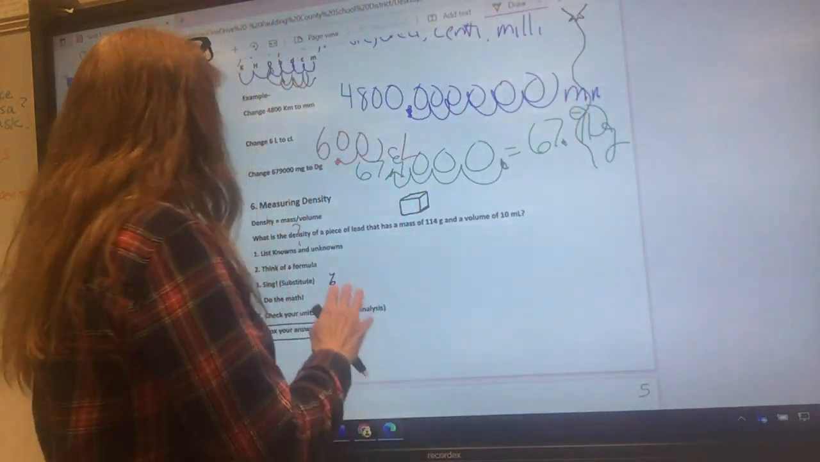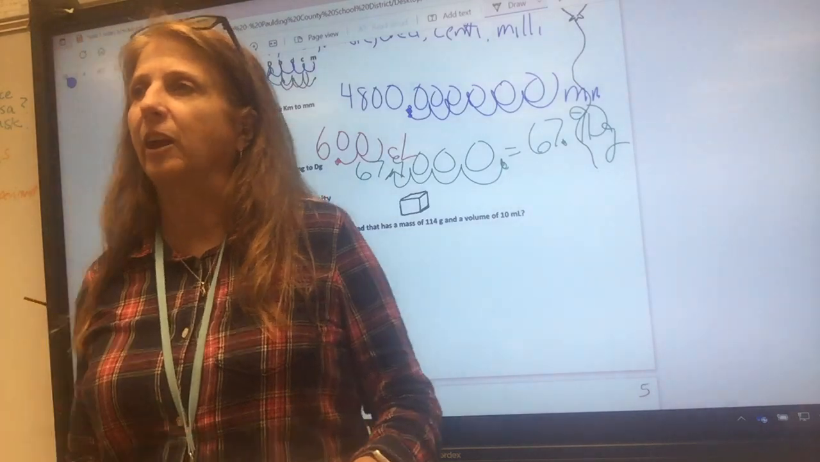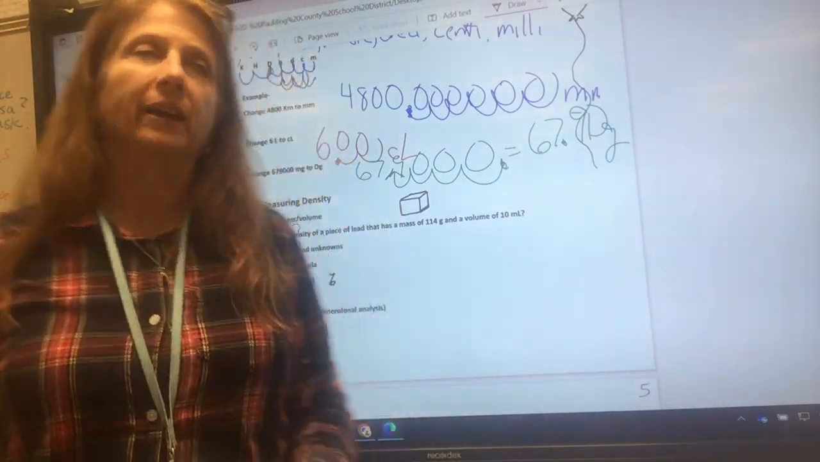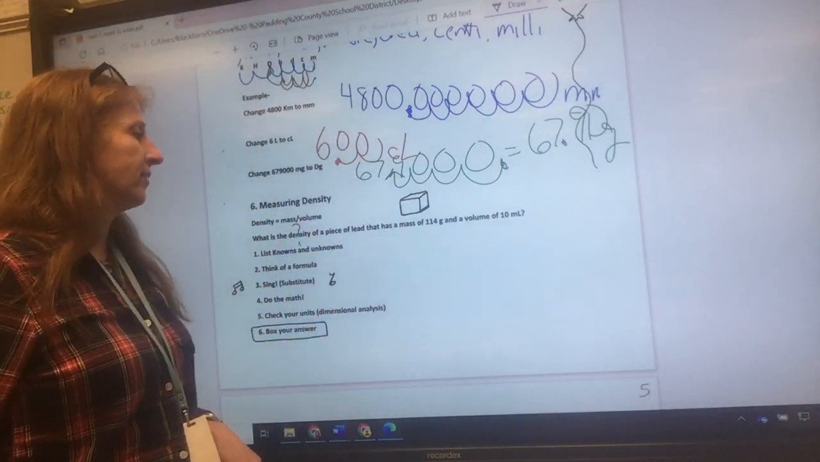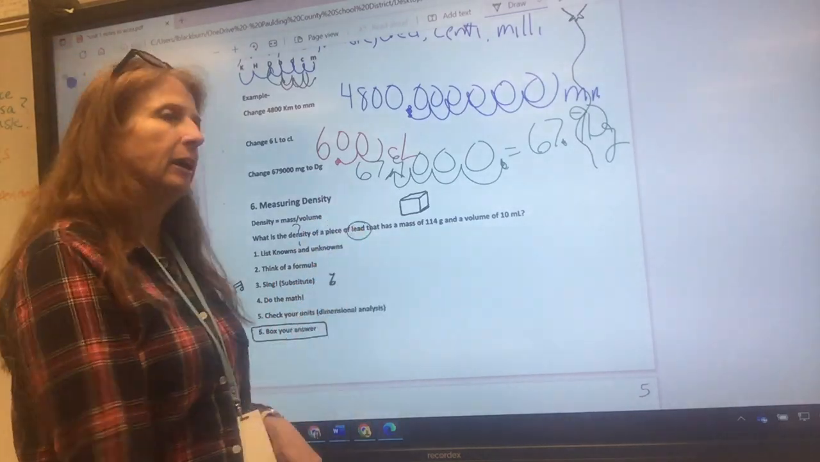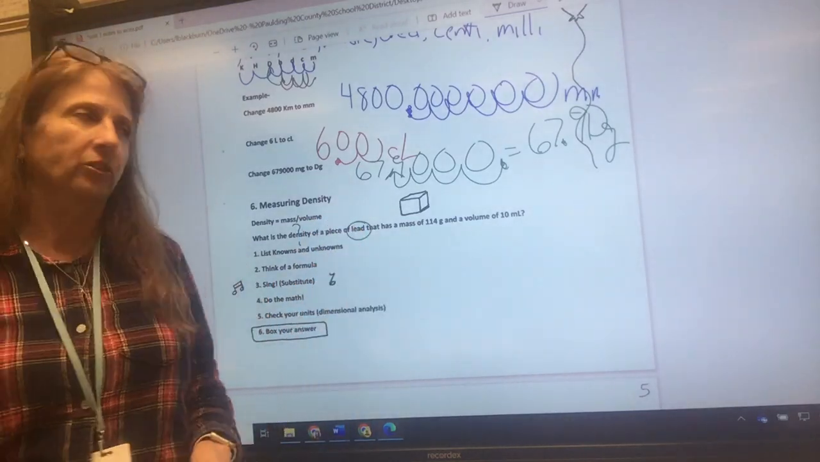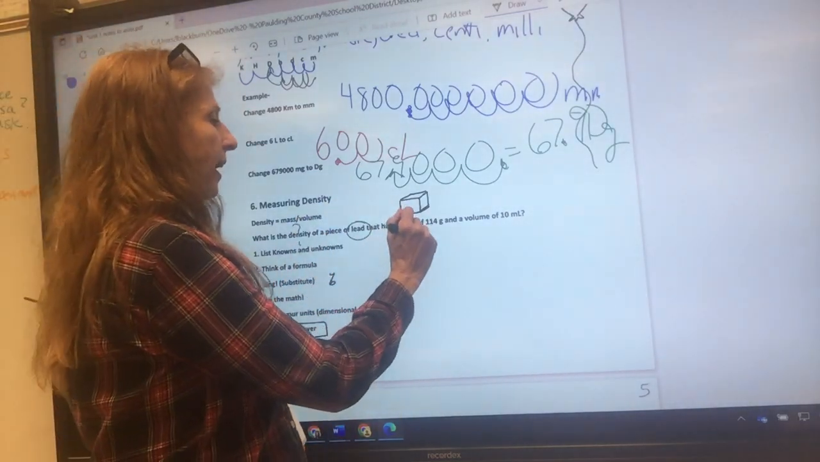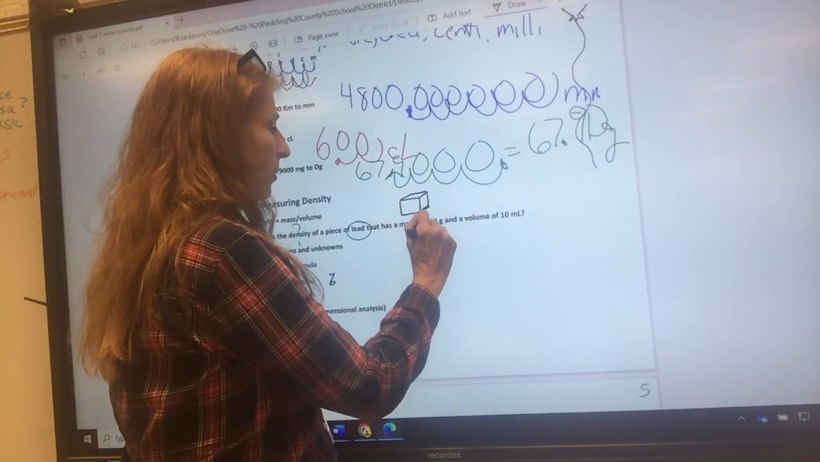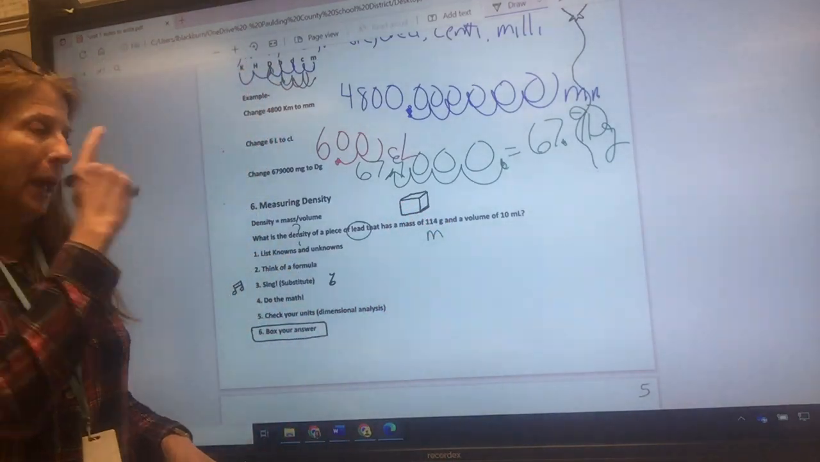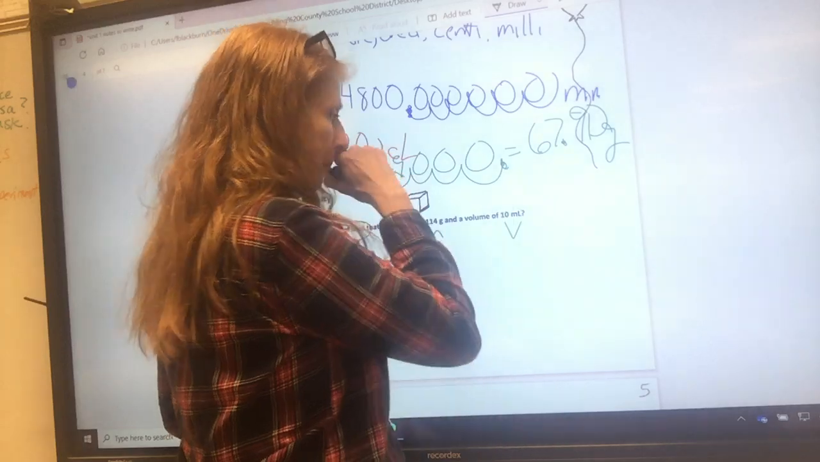They're very fun. Okay, I love math because it's like a video game you can win, like actual money if you're good at it. Okay, what is the density of a piece of lead? Lead is a chemical that might be important, so I circled it. That has a mass of 114 grams. I'm going to write M on that for mass, and a volume of 10 milliliters.